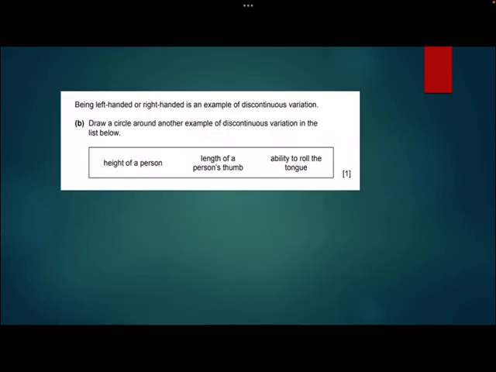Being left-handed or right-handed is an example of discontinuous variation. Draw a circle around another example of discontinuous variation. So height of a person can be measured, so it has to be continuous. Length of a person's thumb can be measured, so it has to be continuous. But the ability to roll the tongue, you can either do it or you can't, so it's discrete, so it is that one.